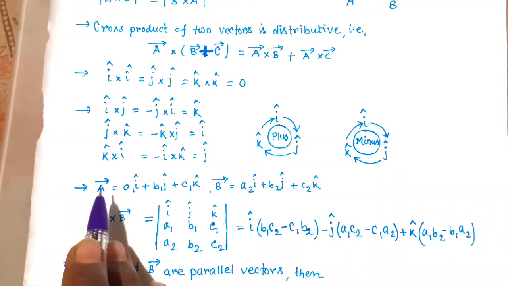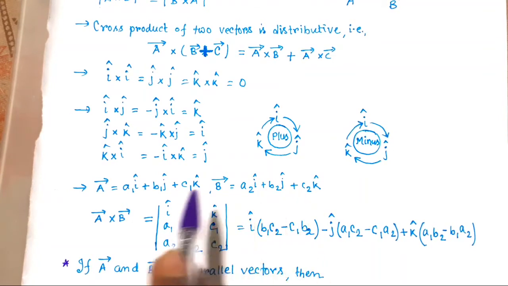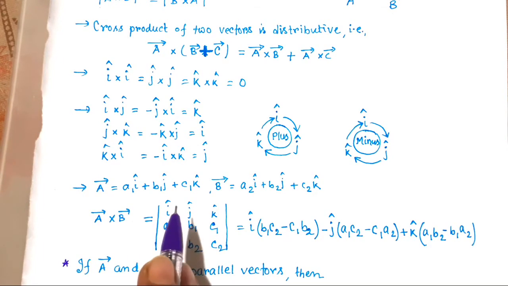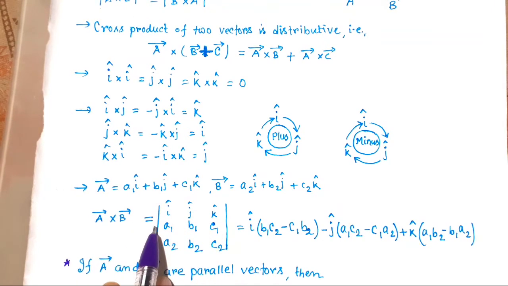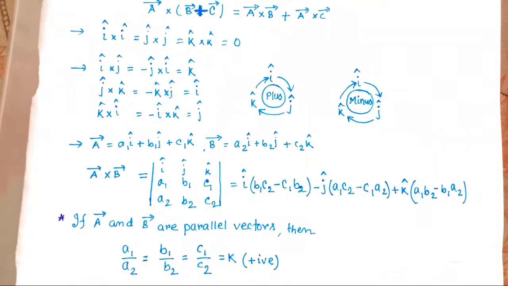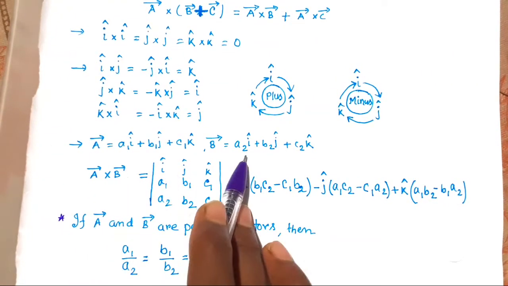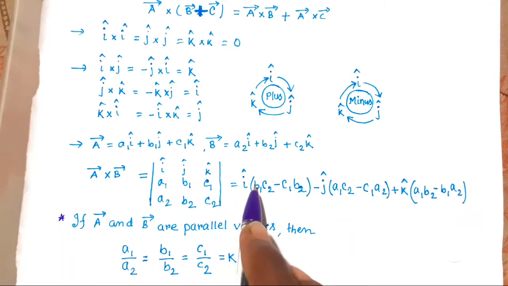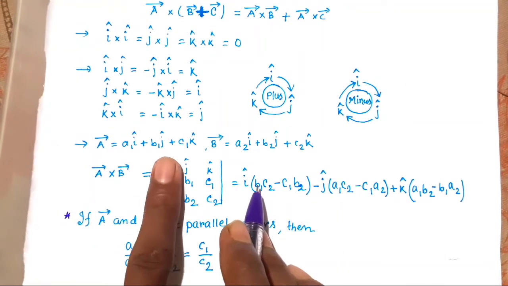Now a vector equals this, b vector equals this. Now a vector cross b vector. Through the determinant we can do it easily. So what will be the rule? These are the unit vectors and these are the magnitudes of the two vectors. Firstly, this is the unit vector i cap, and this column will be off.